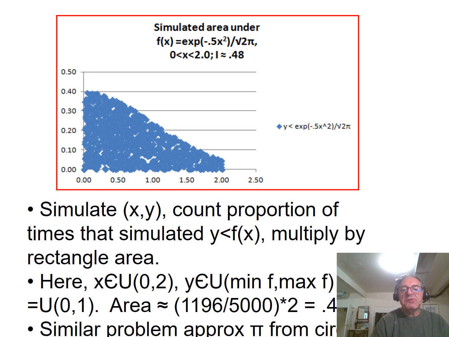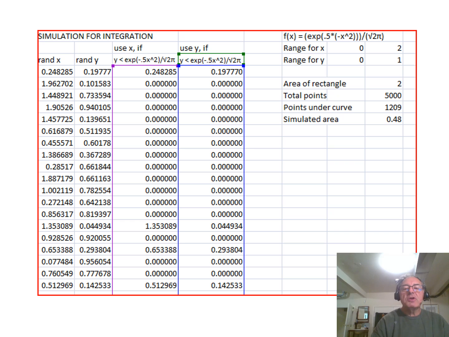Here my y's need to be between the minimum and maximum values of f, and I came up with an approximate integral value of 0.48. Here's what the Excel spreadsheet looks like. I've generated random values of x and y. The x's are between 0 and 2, the limits of integration. The y is between 0 and 1 because it's a cumulative distribution function.